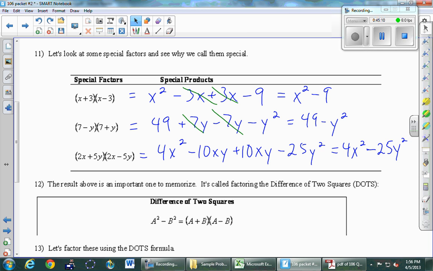And so this one just looks a little more complicated because there's two letters in there, but it's the same idea. Do we get those outers and inners canceling? So I got 4x squared minus 25y squared. Any questions on that?